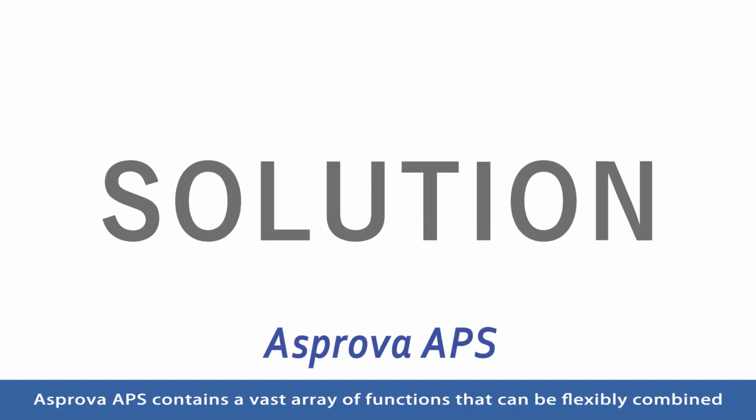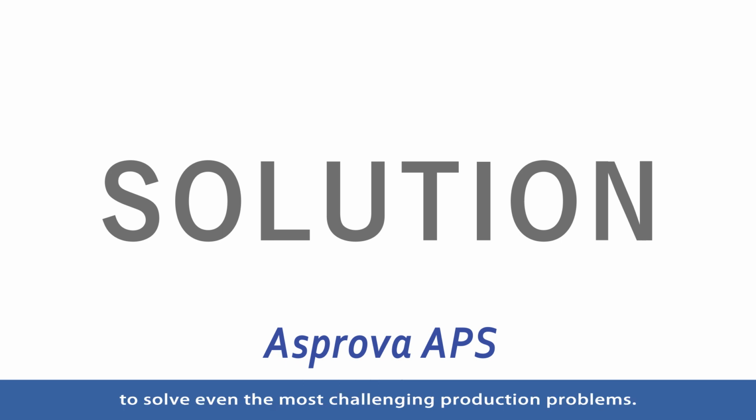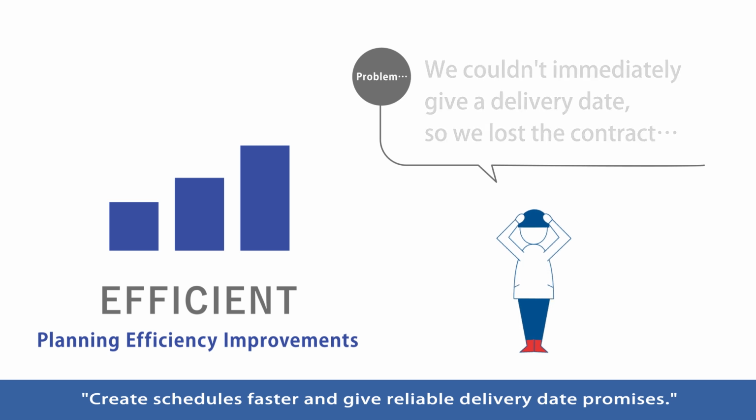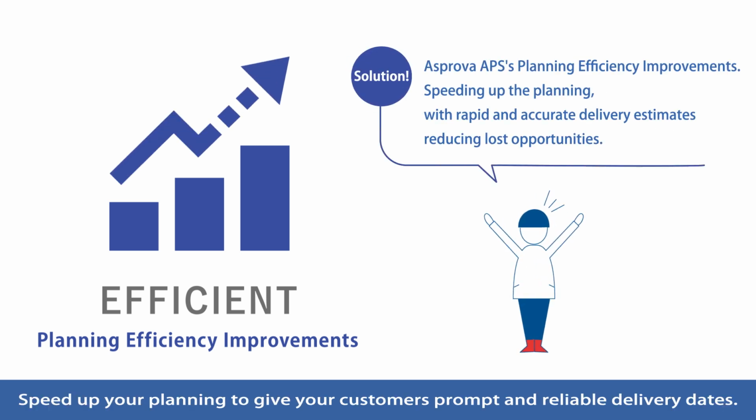Asprova APS contains a vast array of functions that can be flexibly combined to solve even the most challenging production problems. Create schedules faster and give reliable delivery date promises. Speed up your planning to give your customers prompt and reliable delivery dates.